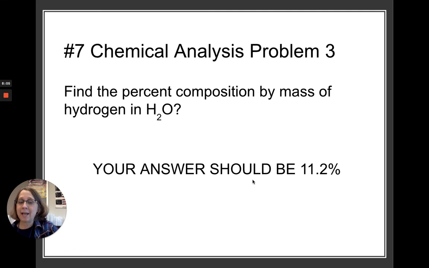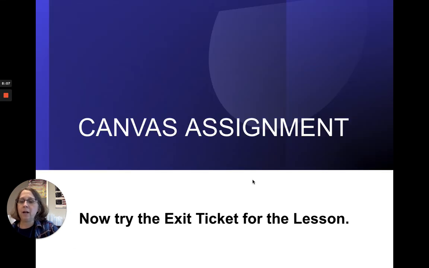And that is your lesson on finding percent mass of an element in a compound. You have an exit ticket on Canvas where you're going to do another calculation that you will upload. So make sure you go to Canvas and finish this assignment and do the problem on Canvas and show us that you understand this process.